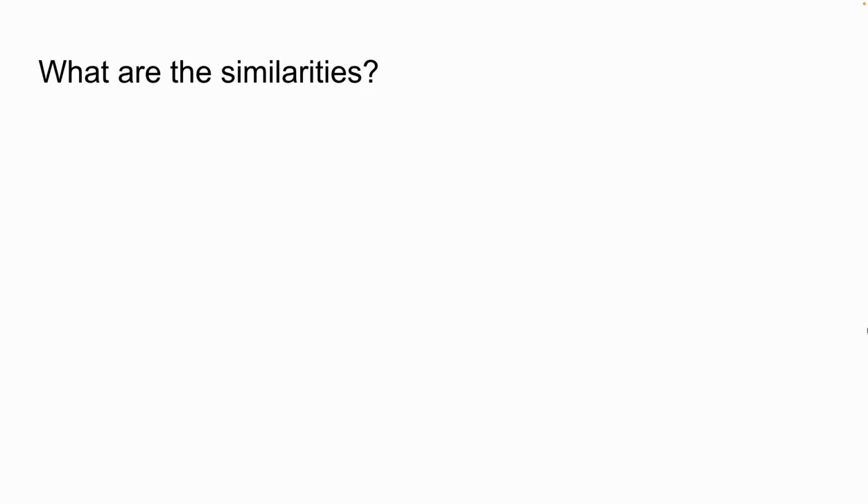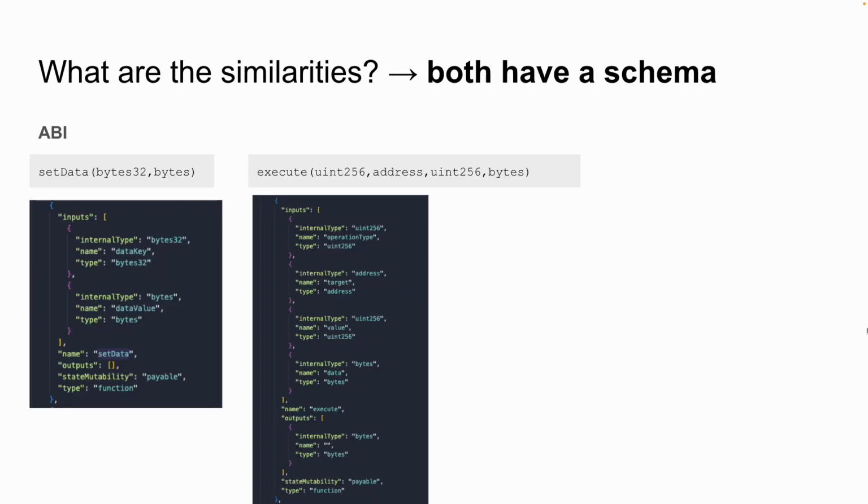Now, what are the similarities? In terms of similarity, ABI and LSP2 both have a schema. If you're familiar with building smart contracts, you will see that when you compile a smart contract in Solidity, for instance, you will generate a JSON file, the artifacts of a contract, and this JSON file contains multiple JSON objects that define all the functions of a contract.